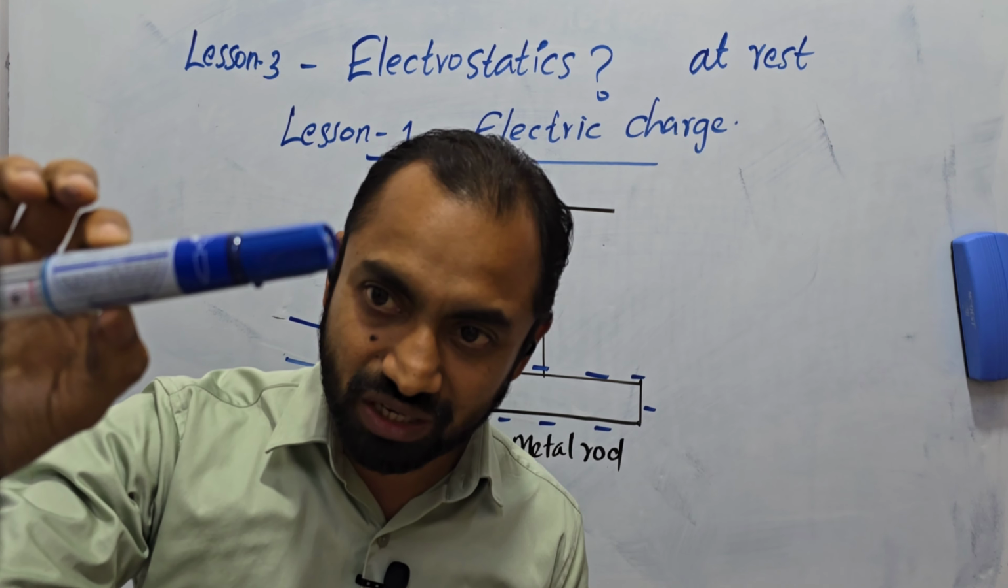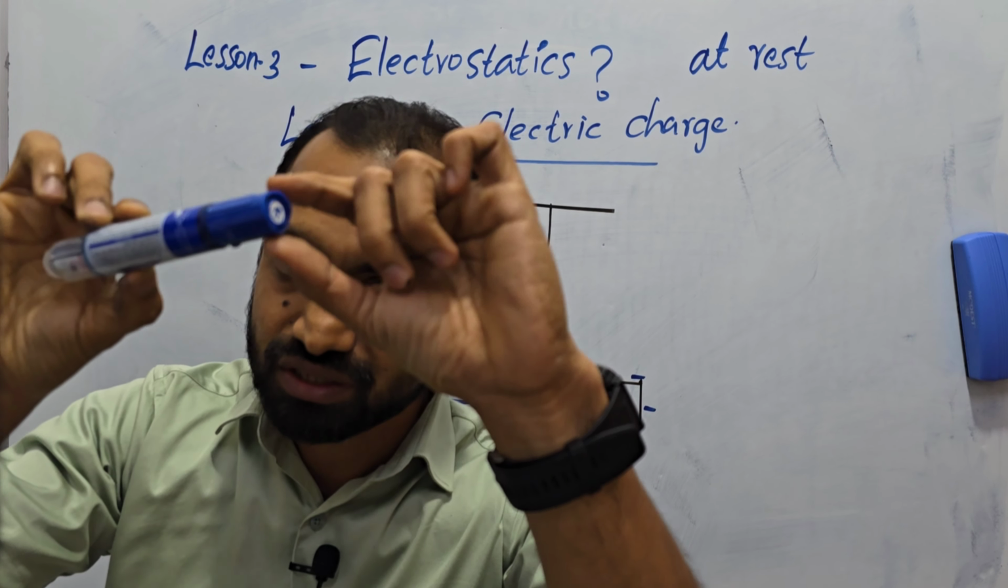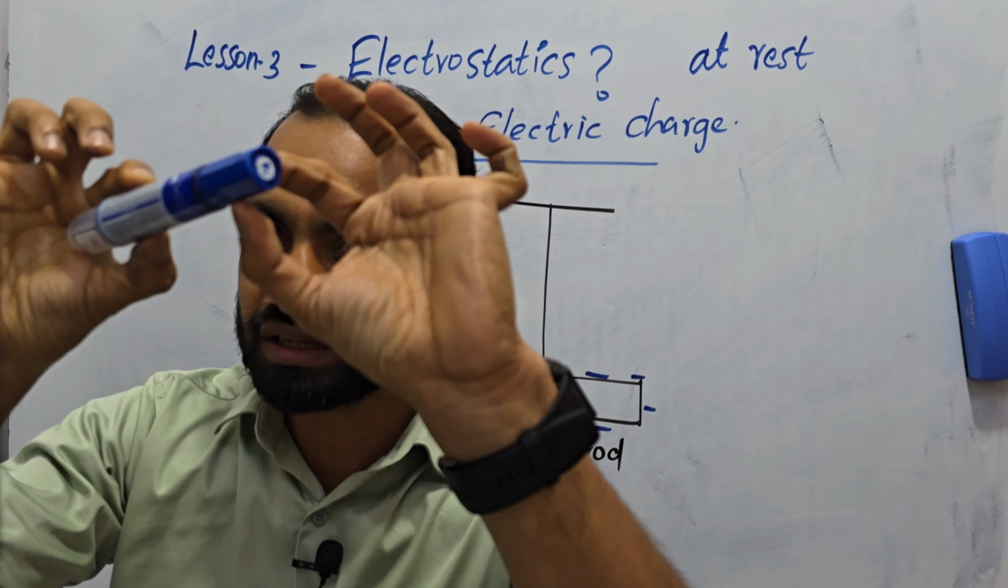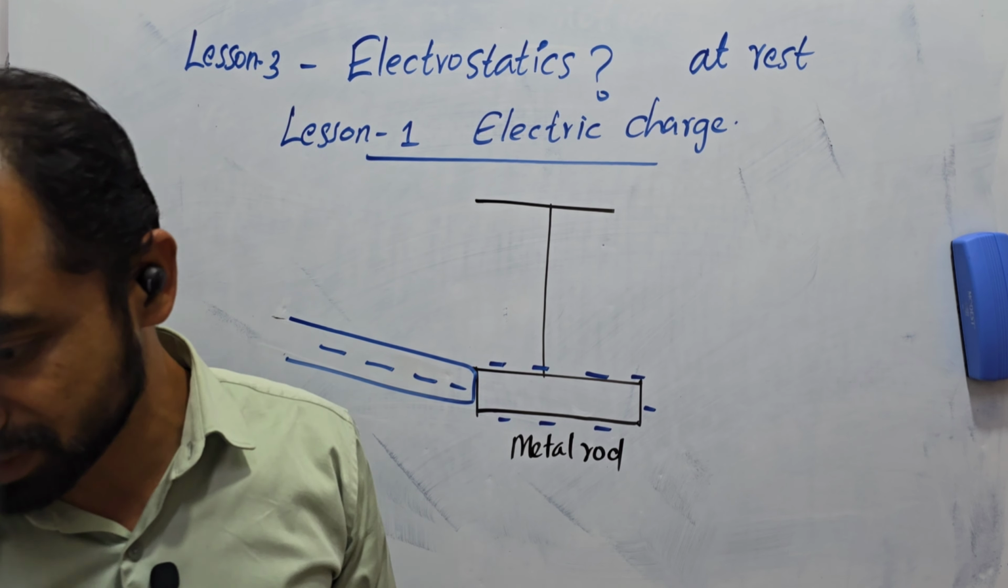As rubber is an insulator, charge will be localized here. If you are rubbing this point, charge will be here only. The charge will not move through that rubber rod. Yes, what's your question?